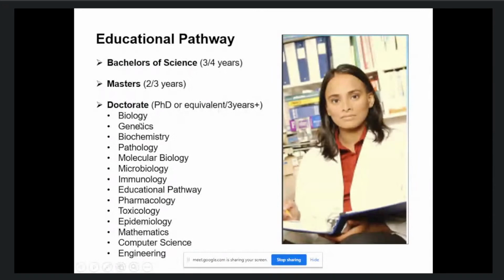Even if you are from biology or genetics or any biotech or anything, or your PhD is specialized in any field, you can go for research. Every field is having research now. So yeah, whichever you are interested in, you can go.